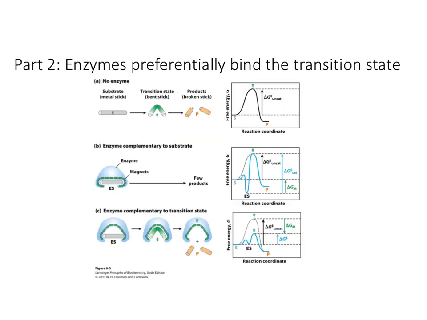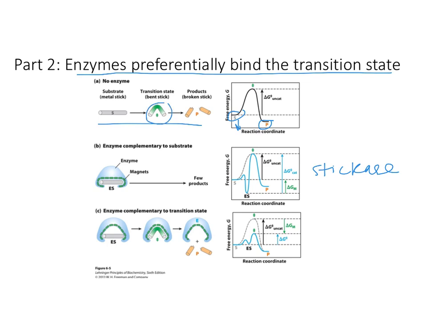All right, so I love this example. This is part 2: enzymes preferentially bind the transition state. And this is a fake enzyme. It's called stickase. Stick, and literally stickase, all right? So here's the uncatalyzed reaction. You have your substrate, you have your product. It's thermodynamically favorable because our delta G is negative. And then we have our transition state, all right?